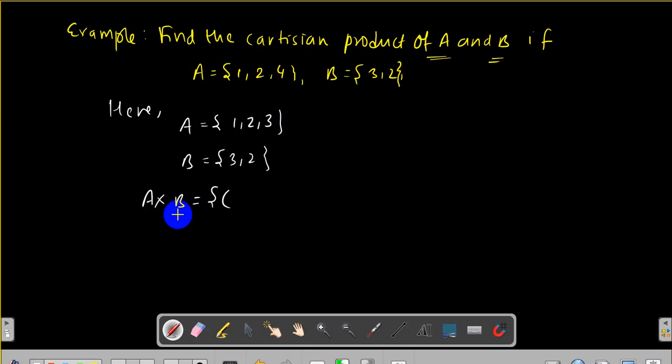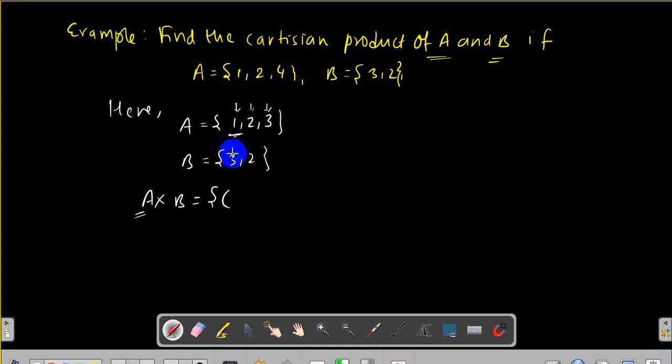Now, for Cartesian product of A and B, we have to take the first element of all the order pairs from A, right? That means all these elements, 1, 2 and 3, of set A will pair with the elements of set B.